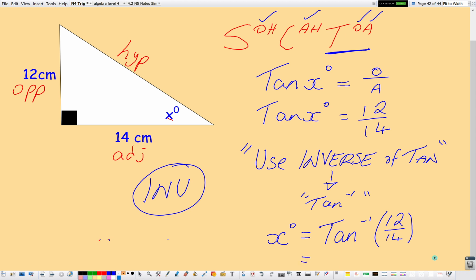Try and do that for yourself, and if you're struggling, can't find the inverse tan button, then let me know. In my calculator, the tan to the minus 1 is in yellow above the actual button, so I have to click shift and then hit that tan button, and it comes up saying tan to the minus 1, and then I can just do 12 divided by 14, and it should give me the answer.